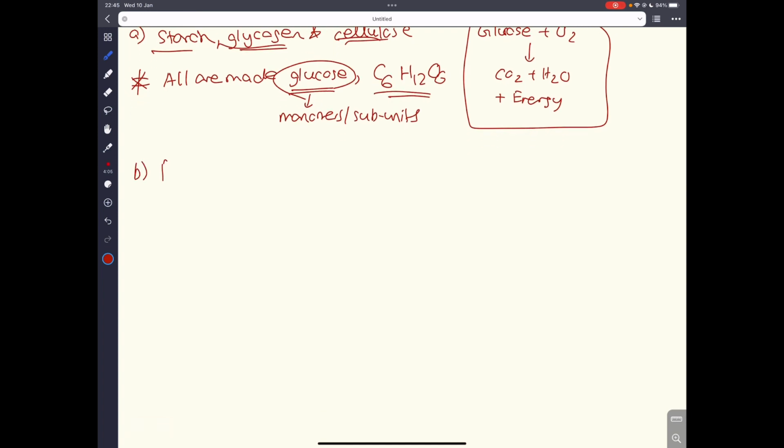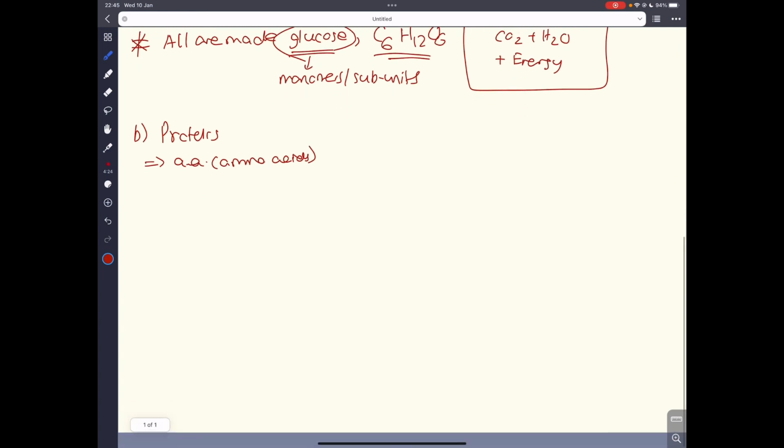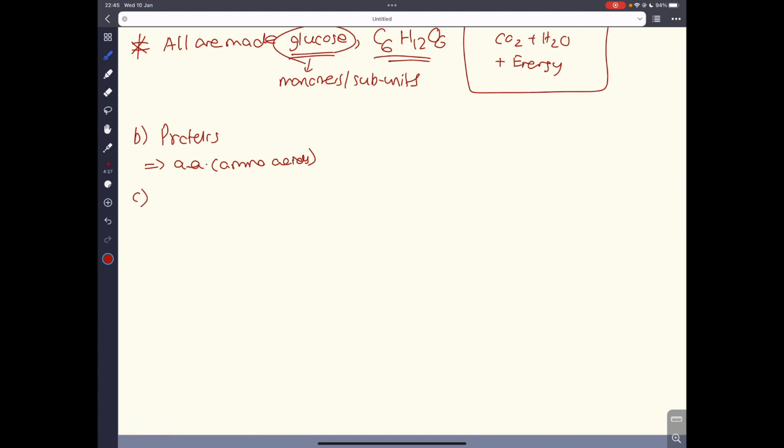Second of all, we have to know proteins are made out of amino acids. I'm going to shorten this using A.A., which means amino acids. You don't really have to know the structure of amino acids. You just have to know that proteins are made of amino acids. Thirdly, you have to know about fats and oils.